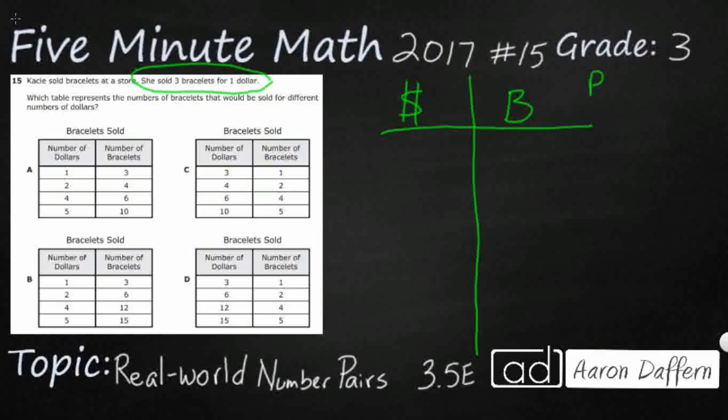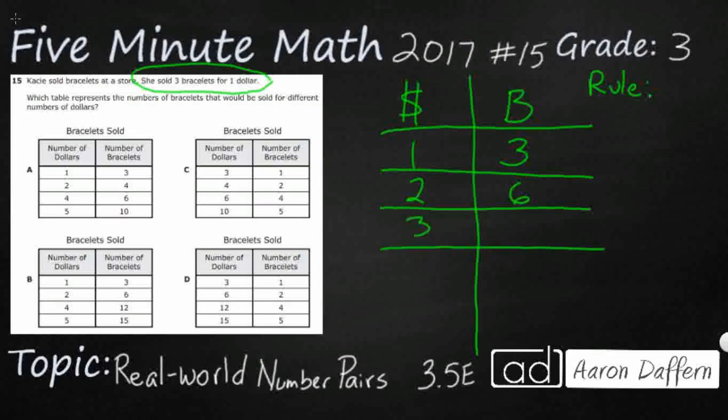And really what we're looking for is the rule. The rule is going to give us the relationship between the two different numbers. So let's start with $1, and it says 3 bracelets are sold for $1. So we can just start: $1 gets you 3 bracelets. And so that means if we've got $2, we're going to double that up to 6 bracelets. And $3 is going to go up to 9 bracelets. And you see the pattern that we're creating here is we are going up by 1s on the left, and then we are going up by 3s on the right, because every time you sell 3 more bracelets, that increases your dollar by 1.